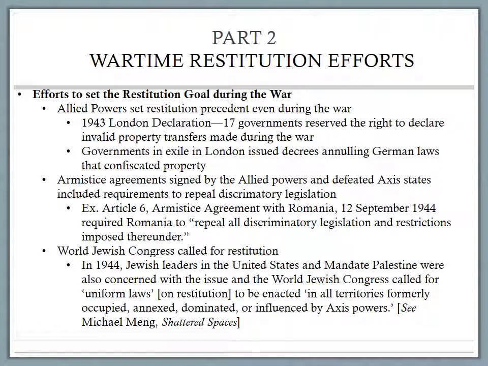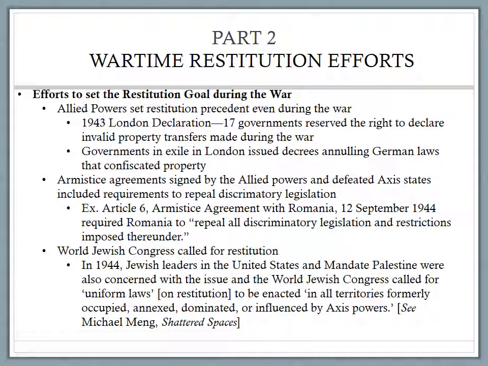Part 2, wartime restitution efforts. Even while the Nazis and their Axis cohorts were looting property in occupied territory and in Germany during the war, the Allied powers and governments in exile of the occupied countries were making efforts to set restitution goals during the war.